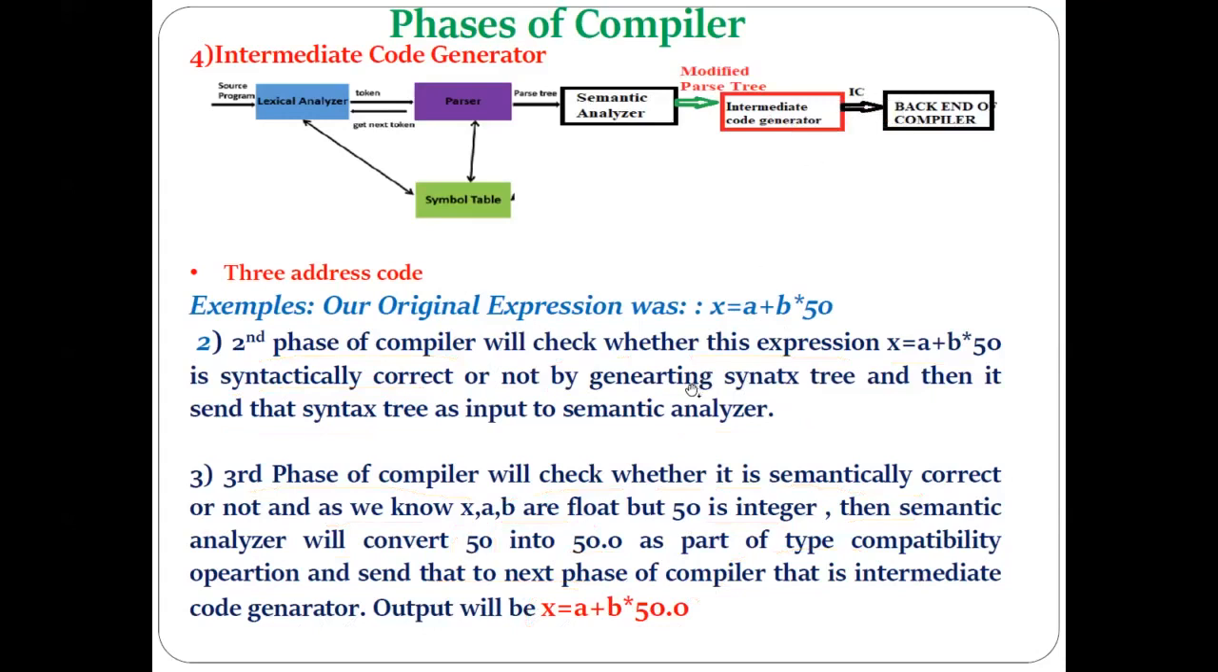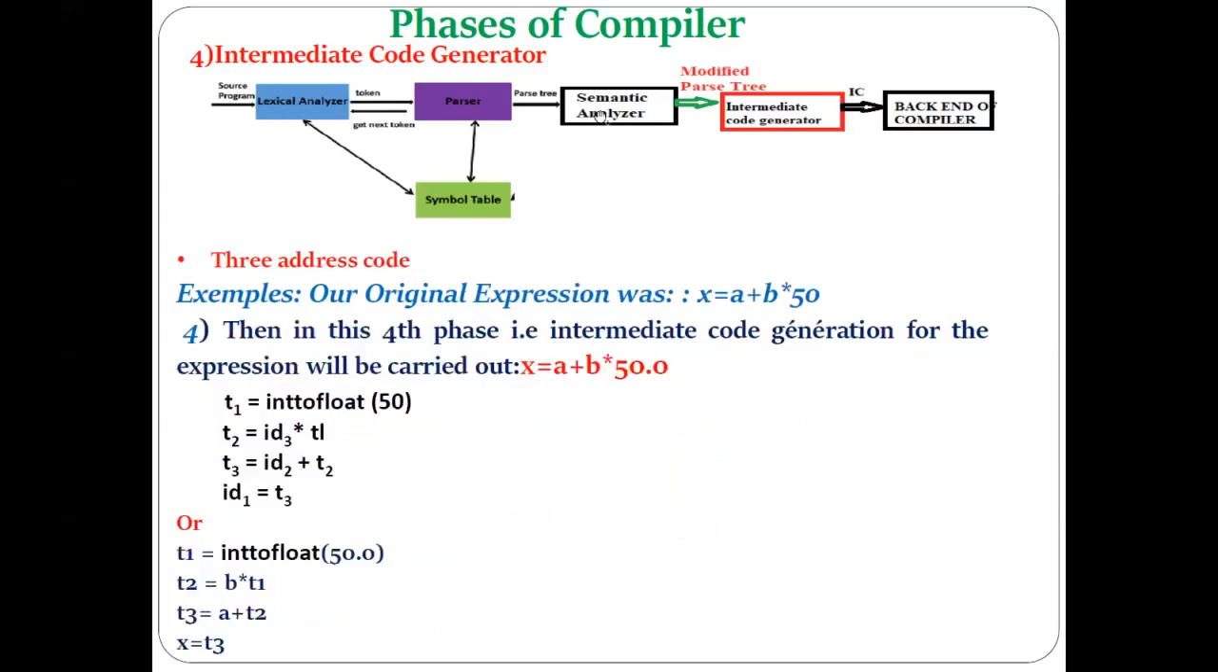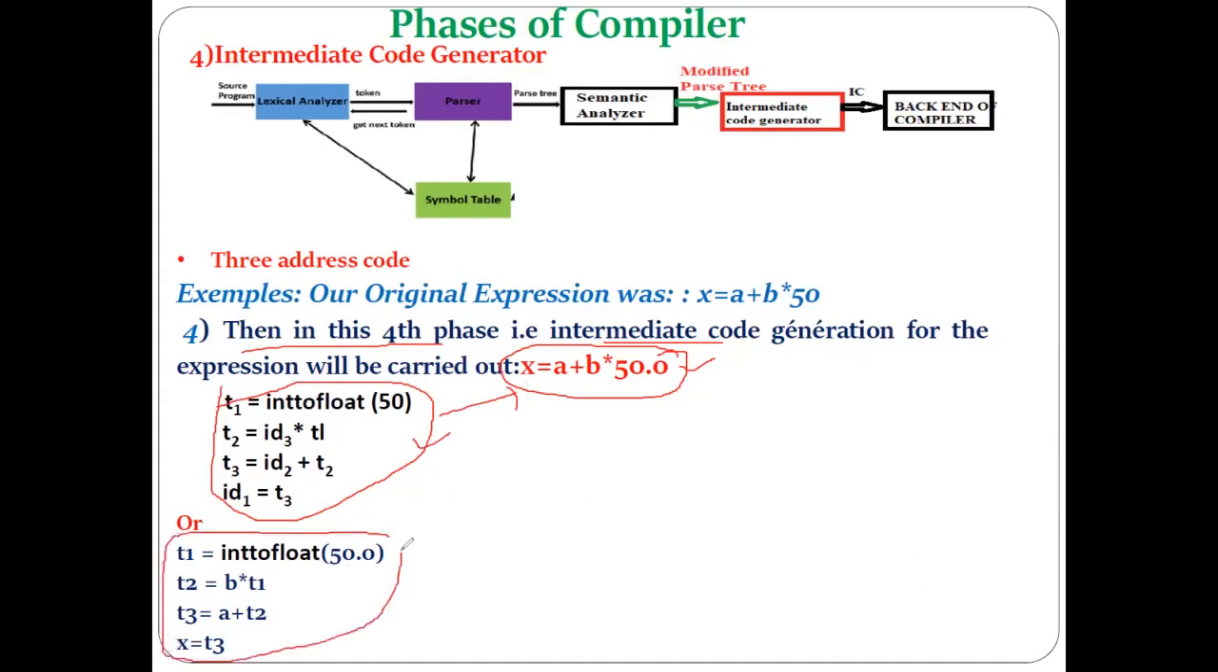Now, what happens in the fourth phase of compiler, that is the intermediate code generation, that we have to discuss. Here in the fourth phase, for this expression, we'll see how the intermediate code will be generated. So this is the intermediate code generated for this expression. This one or this one, both of these intermediate codes are correct. And these intermediate codes are referred to as three address code, or TAC. As I said, three address code contains at most three operands and the operator. So for this expression, the three address code will be generated like this.